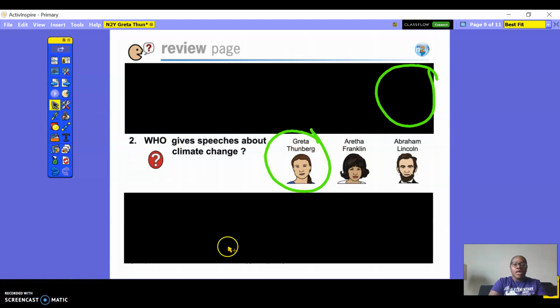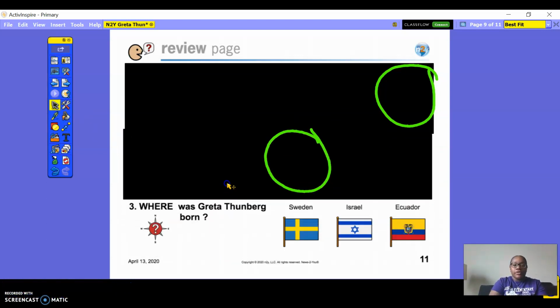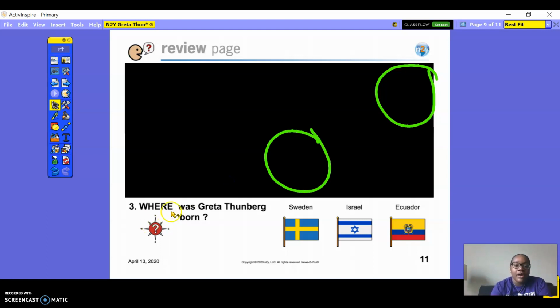All right, we have one more question, question number 3. I'm going to move that up so our brains don't get tricked. All right, where? Remember, that is a place. Where was Greta Thunberg born? Was she born in Sweden? Was she born in Israel? Or was she born in Ecuador?